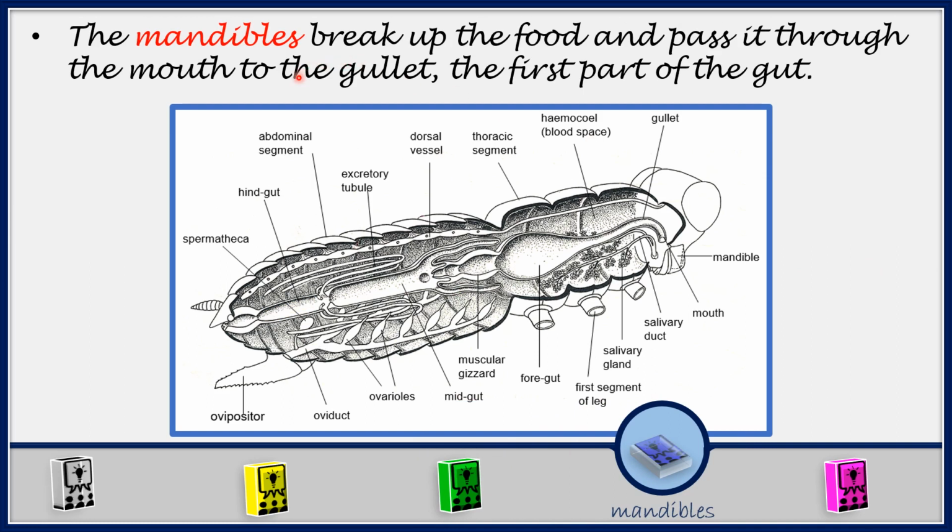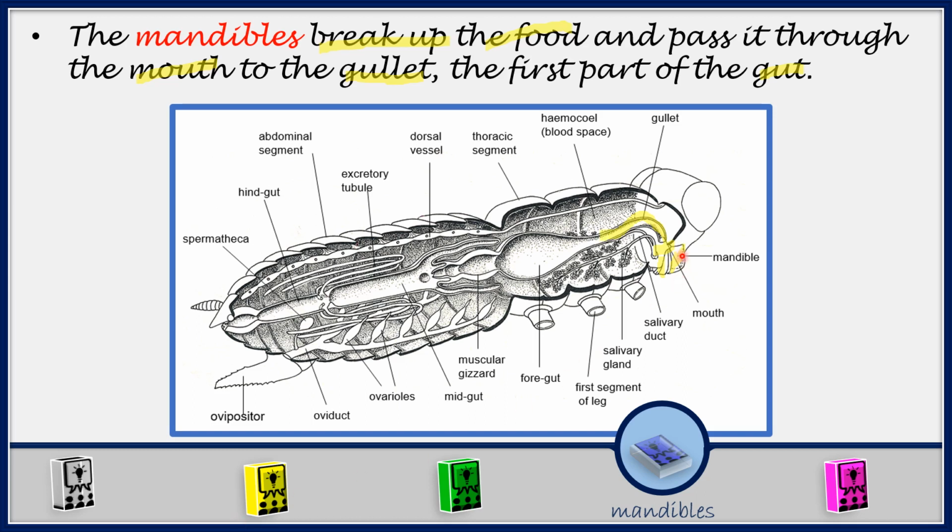So we have looked at the mandibles. The mandibles break down the food and pass it through the mouth and then take it to the gullet, which is the first part of the gut. These are our mandibles. What they do is break down the food, then pass it through the mouth and push it into the gullet, which is the first part of the gut.